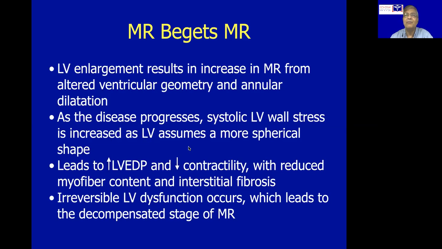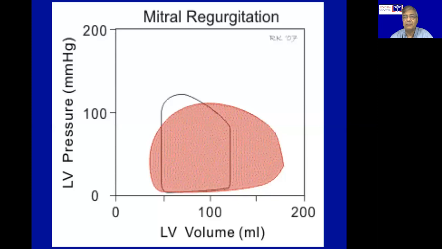Normally this LV is more like a structure which has got a long diameter and a short width, but here it becomes more spherical, more like a ball, and its efficiency goes down. This leads to an increase in the LVEDP, a decrease in contractility with reduced myofiber content and interstitial fibrosis. Finally, there's irreversible LV dysfunction, which leads to a decompensated stage of MR.